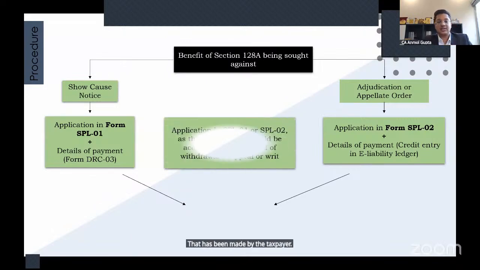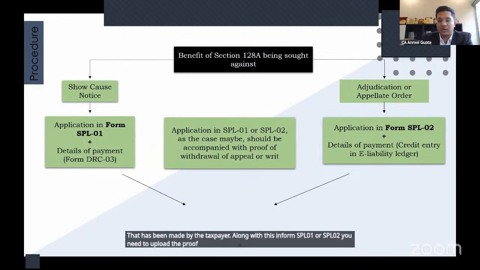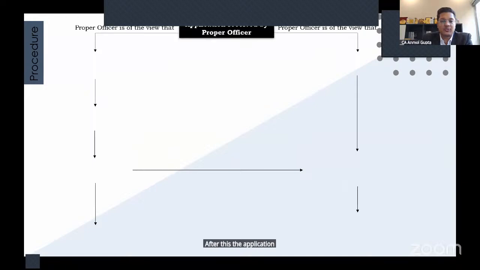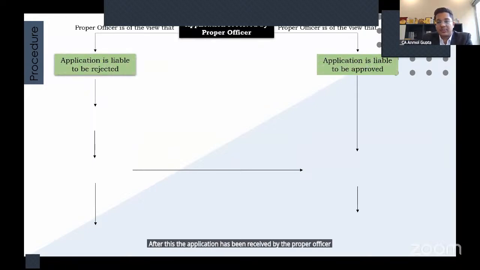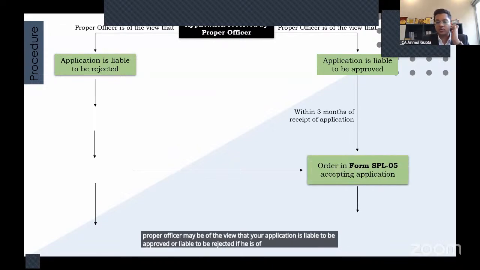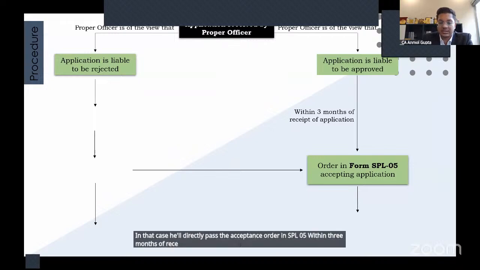Along with this, in form SPL 01 or SPL 02, you need to upload the proof of withdrawal of appeal or writ petition if any has been filed by the taxpayer. After this, the application is received by the proper officer. Now, the proper officer may be of the view that your application is liable to be approved or liable to be rejected. If he is of the view that it is liable to be approved, in that case, he will directly pass the acceptance order in SPL 05 within 3 months of receipt of your application.